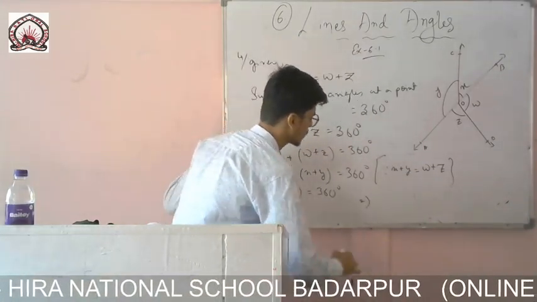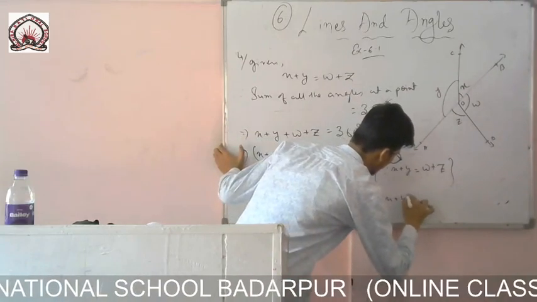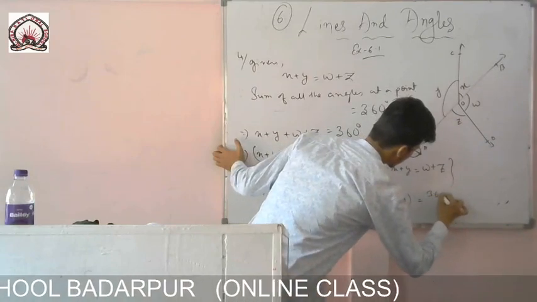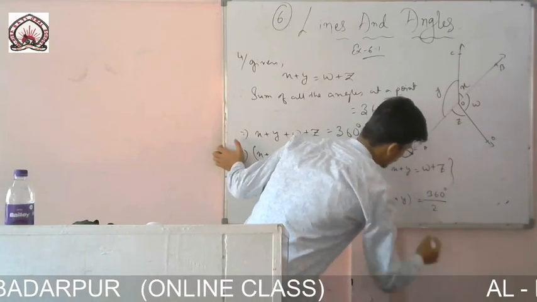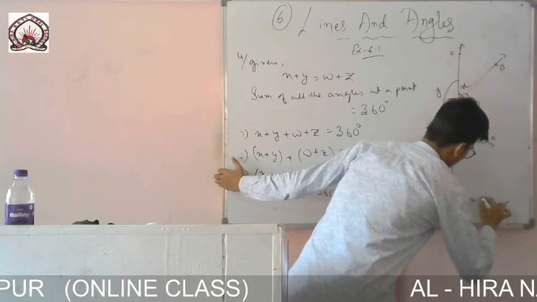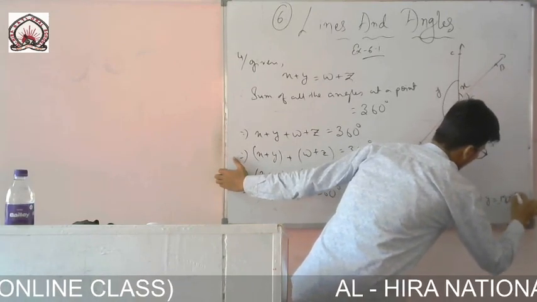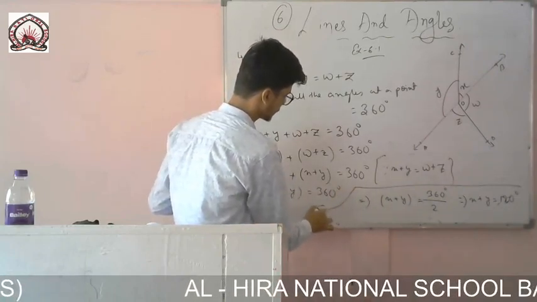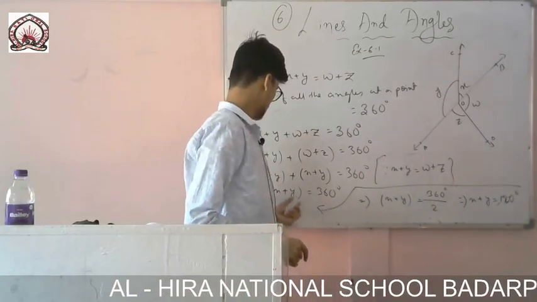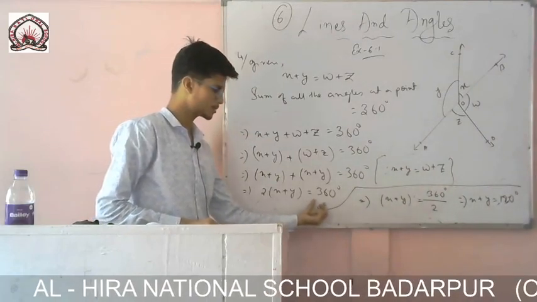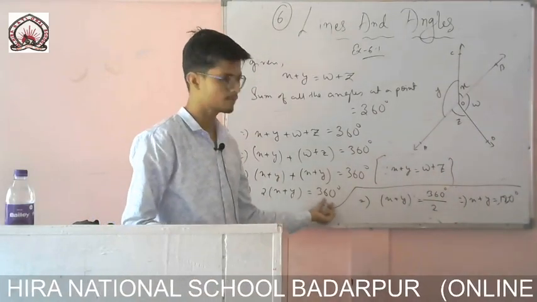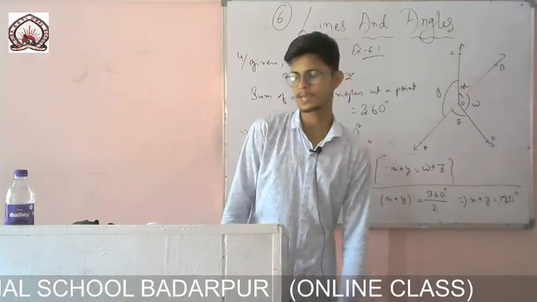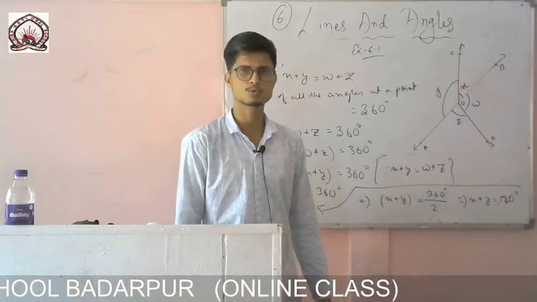So 2 times (x plus y), that means x plus y will be equal to, this 2 will go here, so it will be 360 divided by 2. So that means x plus y is equal to 180 degrees. After this line, then this one. Okay, 2 times (x plus y) is equal to 360 degrees. If I take 2 here, it will be divided, so x plus y equals 360 by 2. That means x plus y is equal to 180 degrees.